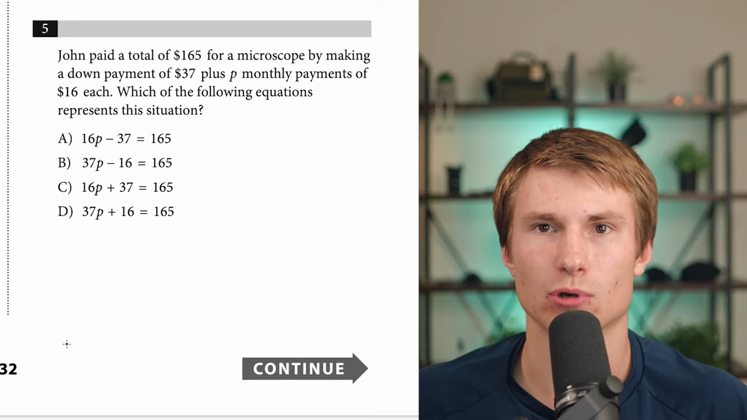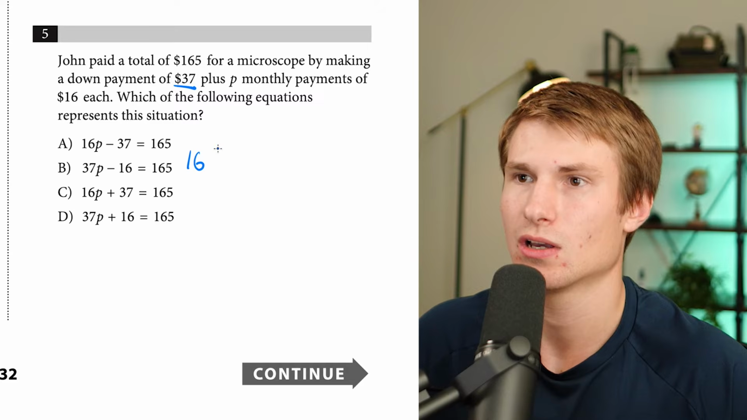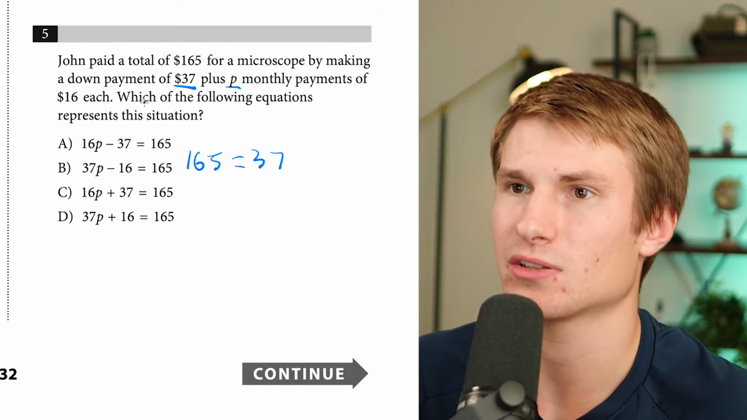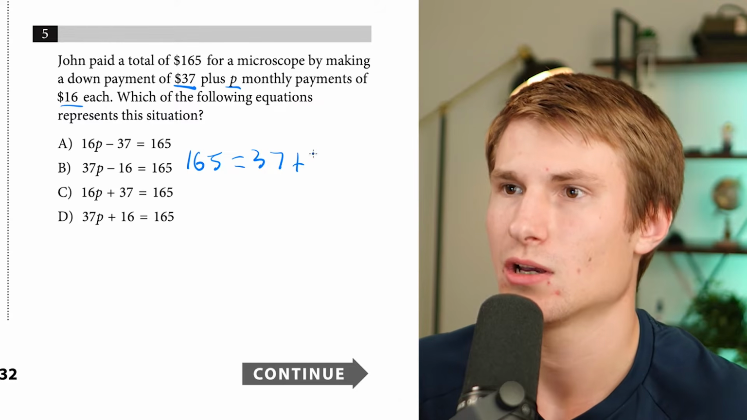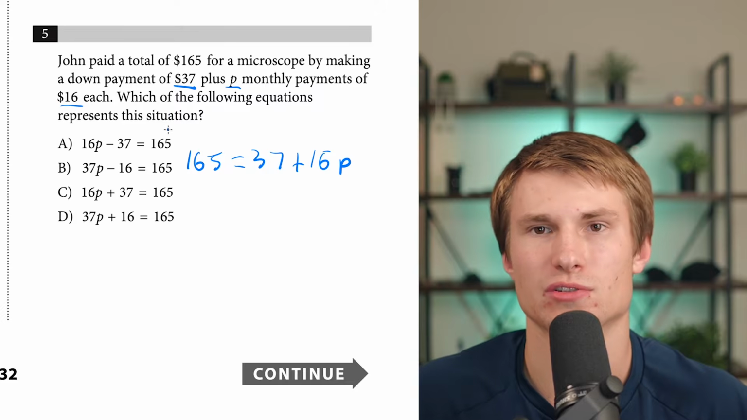John paid a total of $165 for a microscope by making a down payment of $37. So total 165, makes a down payment of 37, plus P monthly payments of $16 each. So plus $16 every time he makes his monthly payment P. Which of the following equations represents the situation?